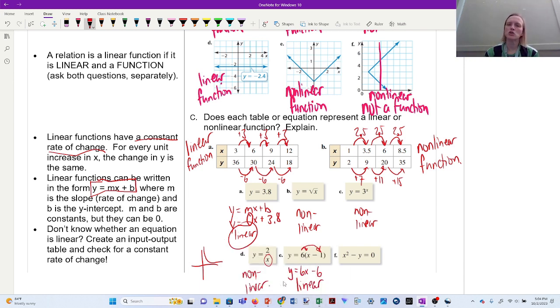Lastly, I have x squared minus y equals 0. This x squared component, there's no x squared over here. There's no term similarity between this and my y equals mx plus b format. So this is a non-linear equation.